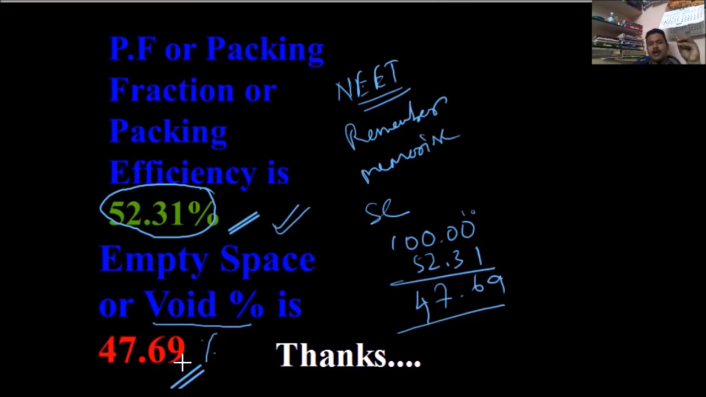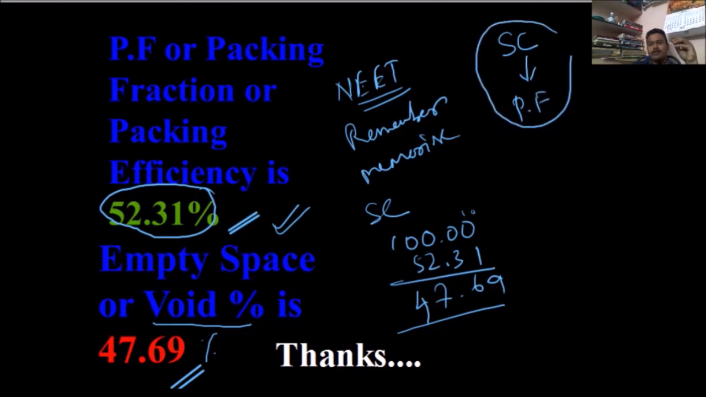This is what we studied: the arrangement of the simple cube and the packing fraction of the simple cube. It is three-dimensional. First point, first category, simple cubic arrangement and its packing fraction. That's what we studied in this video.